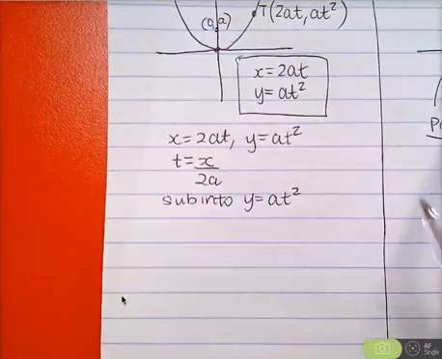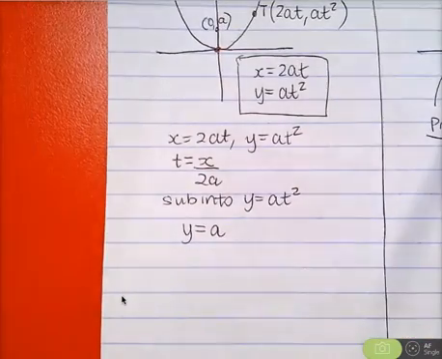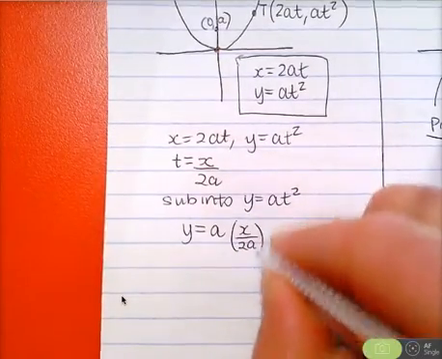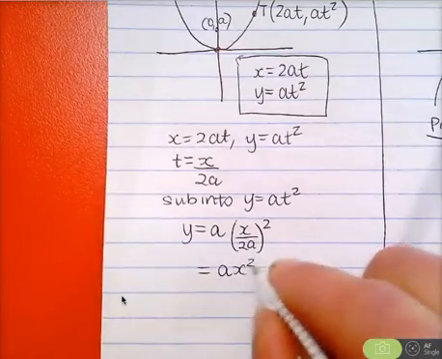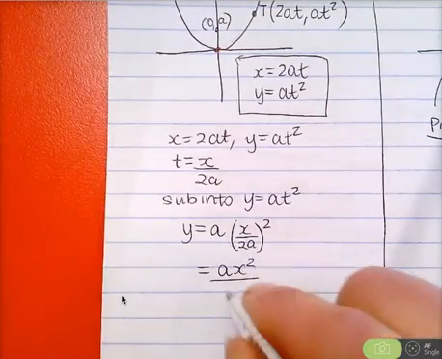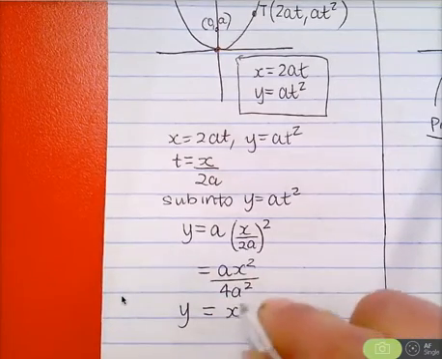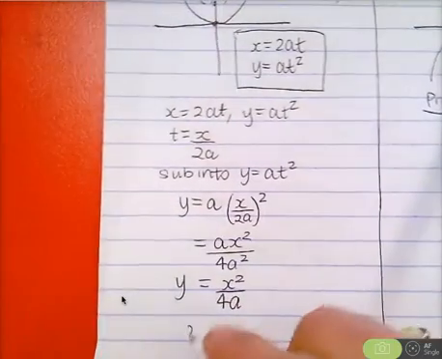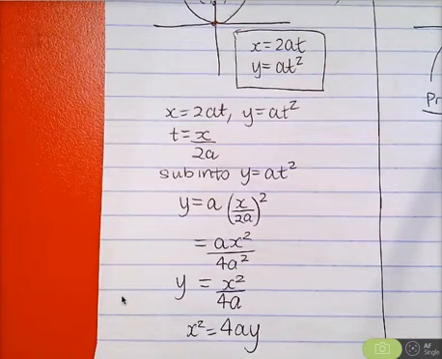You can call them equation 1 and 2. And you get y is what? a times x on 2a squared. Make sure you square the 2 and the a, and you get 4a squared. What can you cancel? x squared on 4a. So what do you get? Yeah, so 4ay is x squared, or x squared is 4ay.